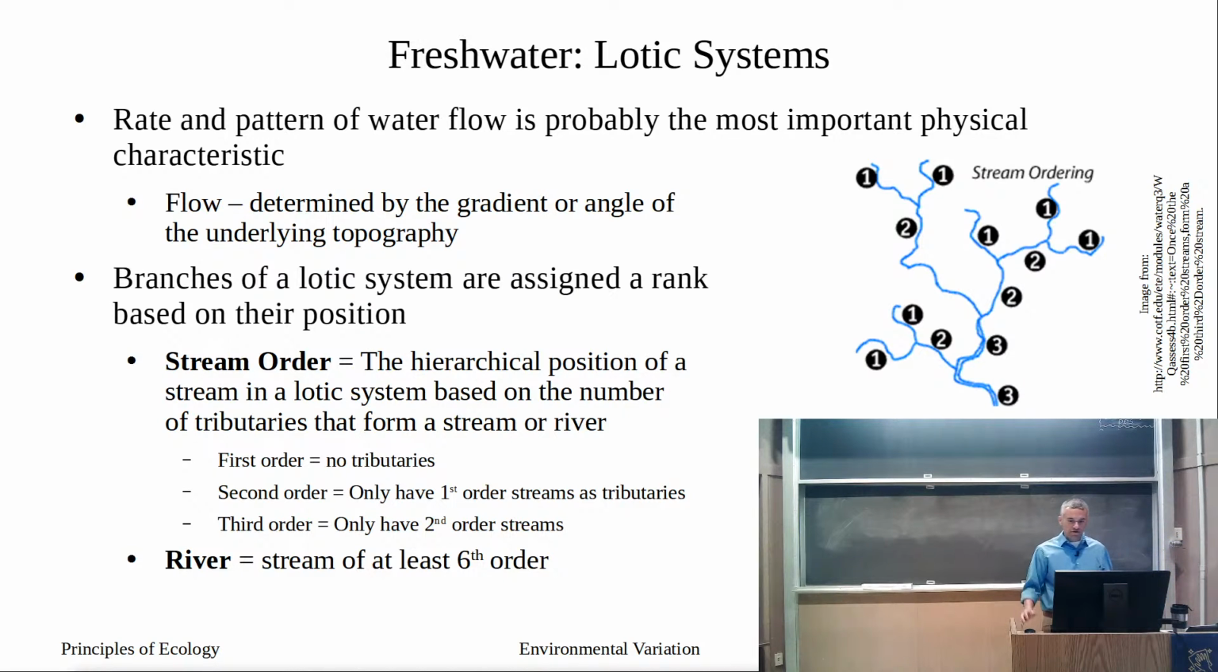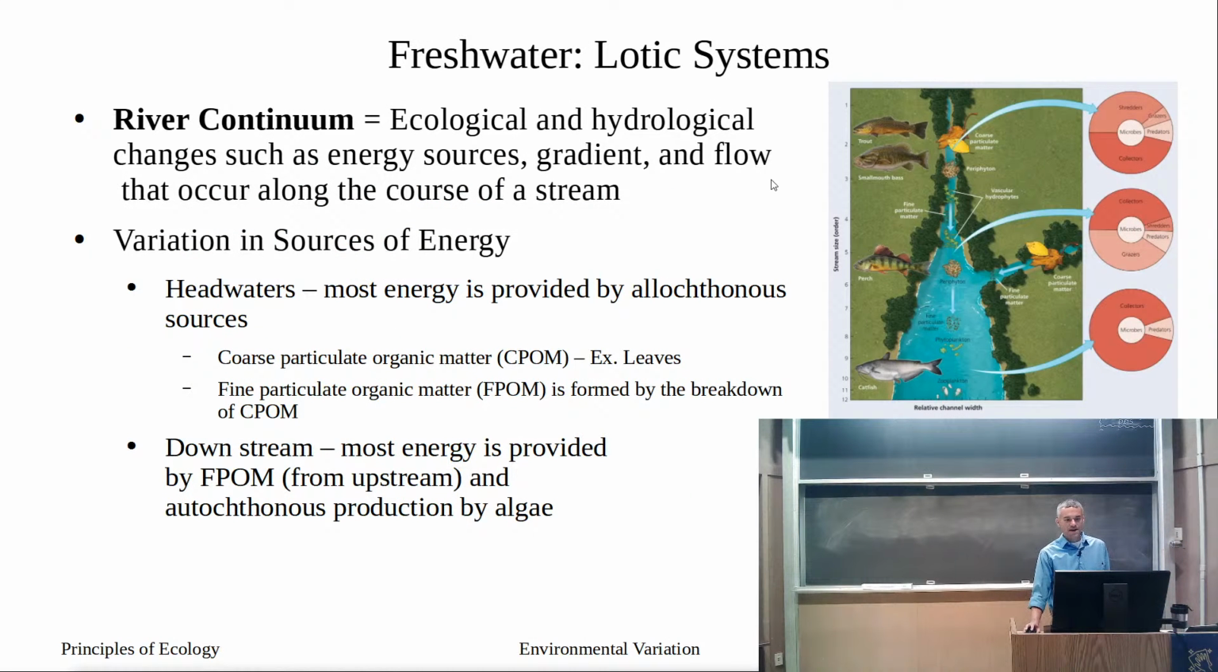All right, so we have the stream order, and these different orders have different communities, and they have different communities because of the processes that happen in our system. So along our river we have a continuum. And this continuum is defined by various ecological and hydrological changes. This is tied to the energy sources in that river. It's tied to the gradients, speed of flow, how much flow, depth of the river, the basin of the river, and so forth. So the river continuum is the ecological and hydrological changes that occur along the course of a stream.